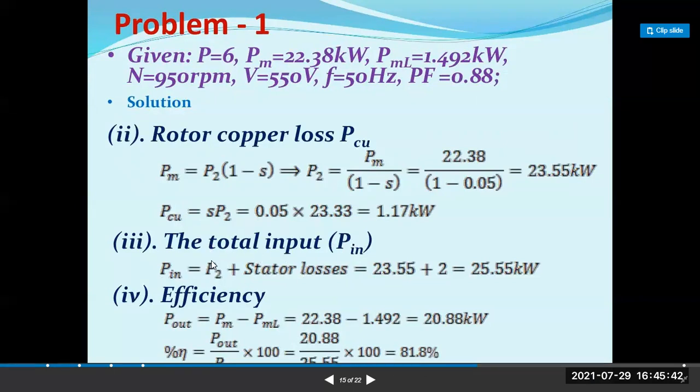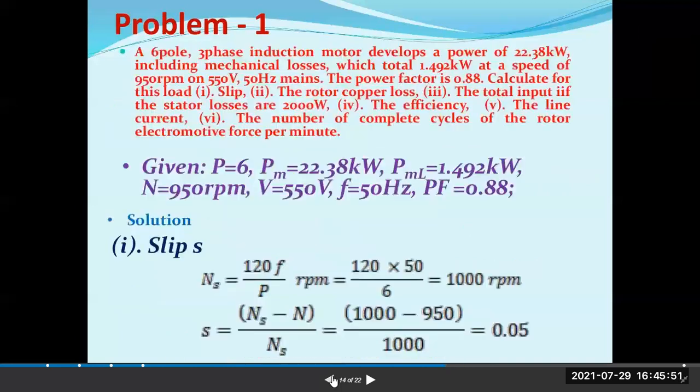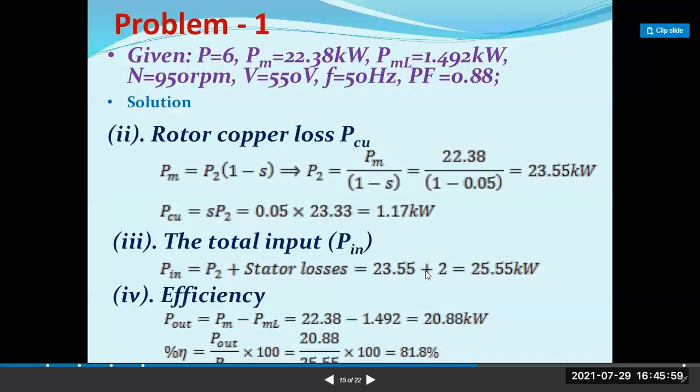So the P2 is given as 23.55. You have derived the value 23.2. Stator loss is already given as 2. Mechanical loss is 1.492. When you add that, you will get 25.55 kilowatt. Then the efficiency is P output divided by P input. According to this formula, these are correlated with each other. Just relate the formulas and put the values, and you will get the different components of the induction motor.